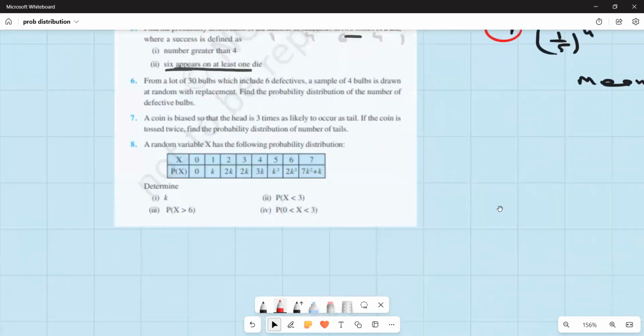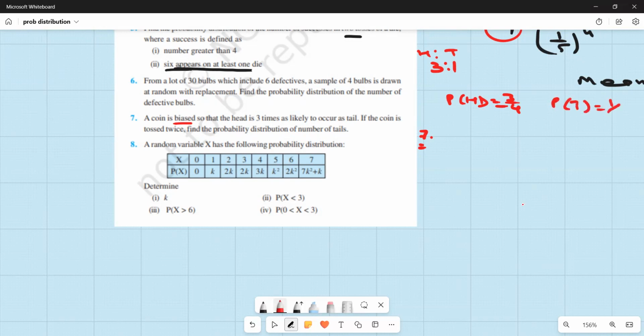Then next question is question number 7. A coin is biased, and head is 3 times as likely as tail. Means if tail is coming 1, head will come 3 times. What is the probability of head? 3 by 4, no? Because 3 is to 1 the ratio. This is of head, this is of tail. Ratio is 3 is to 1. So what is the probability of coming head? 3 by 4. Probability of tail is 1 by 4, right?